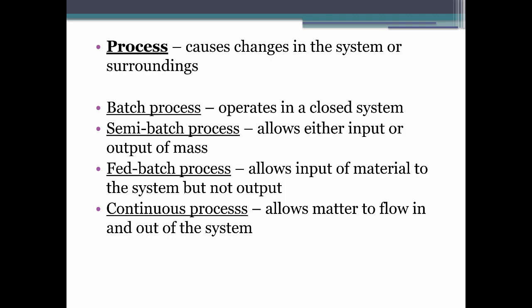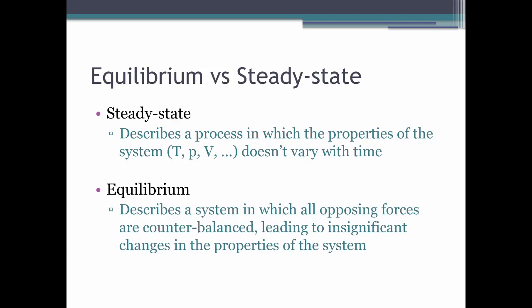And then you have a semi-batch. It can allow either input or the output of mass. And then for the fed batch, you input material during that time of fermentation. So for example, you start the fermentation last week. So it's supposed to end next week, but you open it and you added more sugar, for example. So this is a fed batch. And then you have a continuous process. The continuous process allows matter to flow in and out of the system continuously. So there's a constant flow movement in the process.